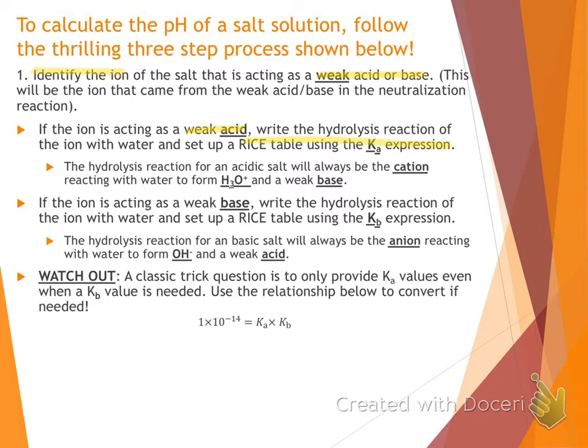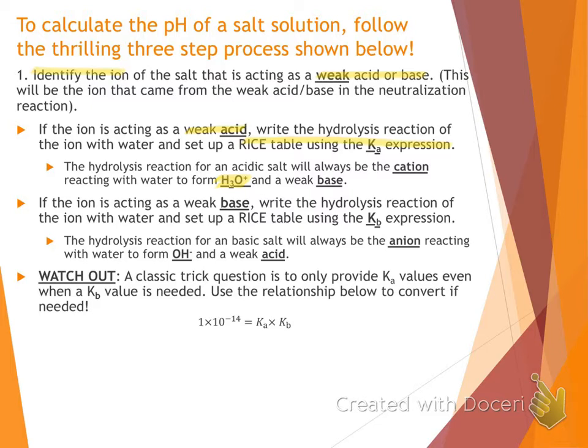For the hydrolysis reaction with an acidic salt, the acidic salt came from the cation, and we're going to take that and react it with water. Since it is an acidic salt, it must form an acid. They have to form H3O+. And then the remainder will be a weak base, which will be the conjugate of our original acidic salt.